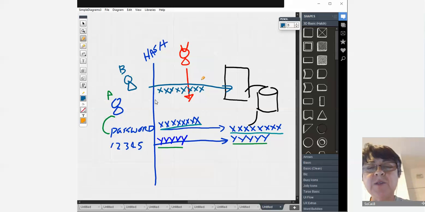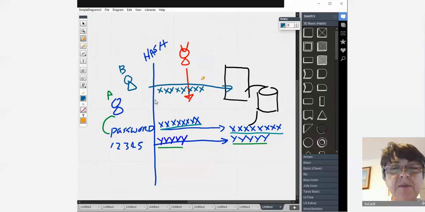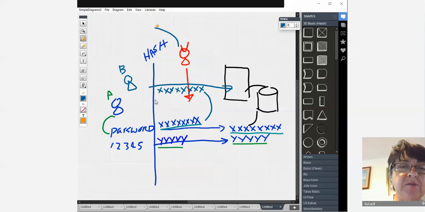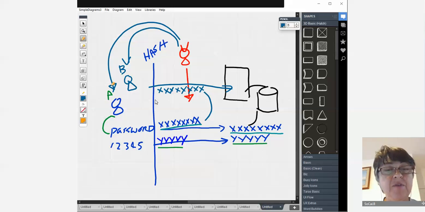Right? If the hacker sees that, they say, oh, it's person B, and yet the hash looks the same. So what that means is that these two people are using the same password. So if I can break into this person or this person, I can break into both. You see? So that would be one type of problem if you're just using a hash.